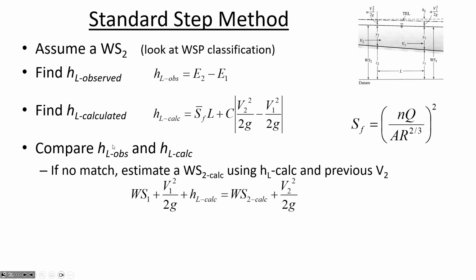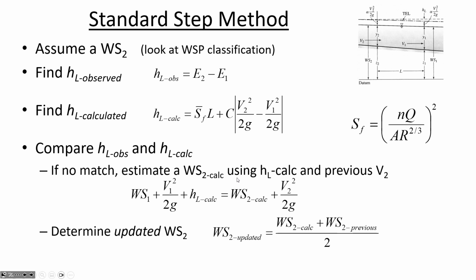And so if they don't match, then you'll estimate a new calculated water surface elevation with an update technique that takes into account the velocity at 2, kind of an adjustment. We'll use this formula to calculate the adjusted water surface elevation, and then we'll split the difference between our initial guess and our new guess. And this is how we can ultimately achieve convergence, by incrementally getting closer and closer to some guess that makes the observed and the calculated head loss match up.